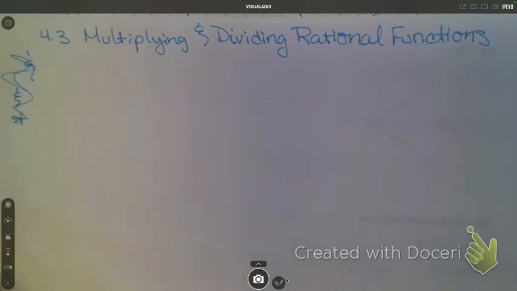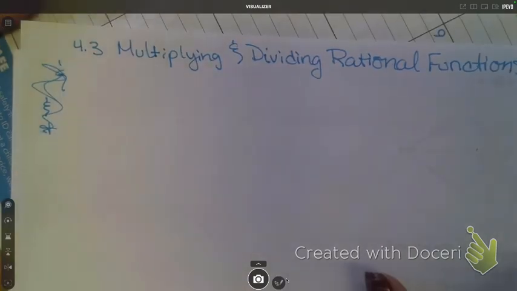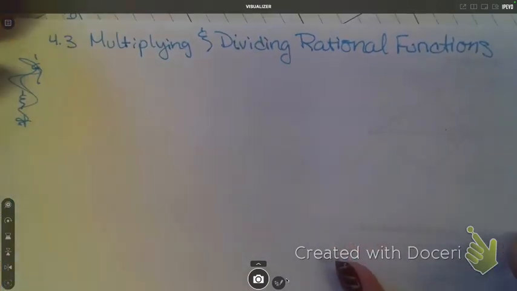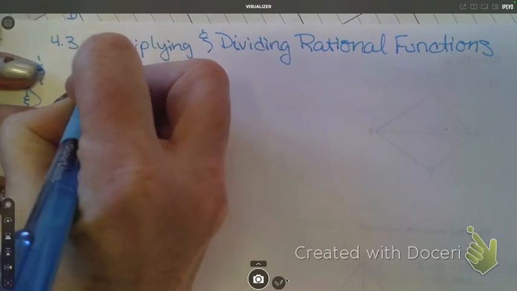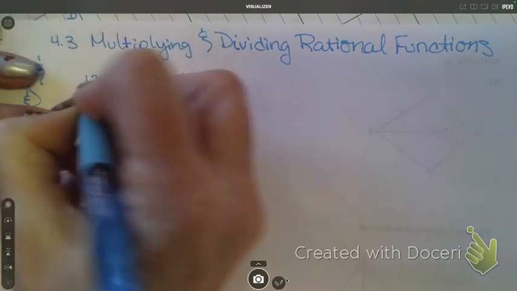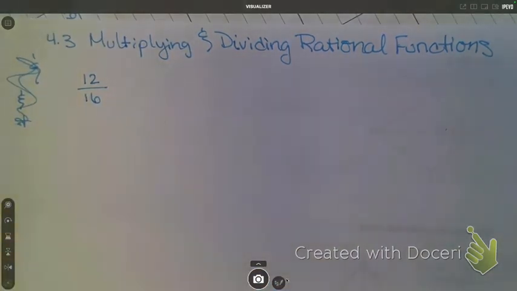Okay, 4.3, multiplying and dividing rational functions. Your graphing assignment, guys, I will answer questions on that, but you have to be doing it before I will answer questions. Got it? Okay, so refreshing, 12 over 16, that's a rational expression, yes?